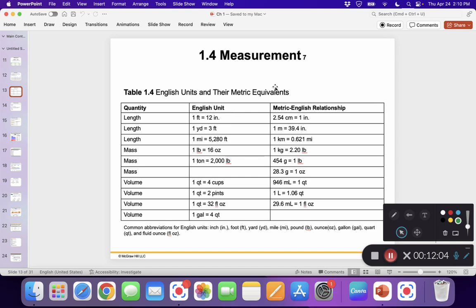Now, there is some metric equivalence as well as the English unit with the metric units. For example, how 1 pound is related with the grams. 1 pound is equal to 454 gram. Here is not written, 1 gallon, right? 1 gallon is 4 quart. 1 gallon is 3.78 liters. So we have some standard relationships that show the relation between metric and English units. Okay, so this is also something that you can look up.